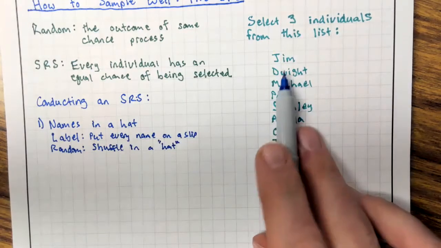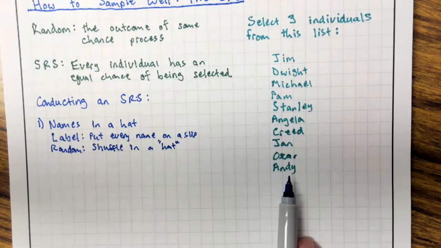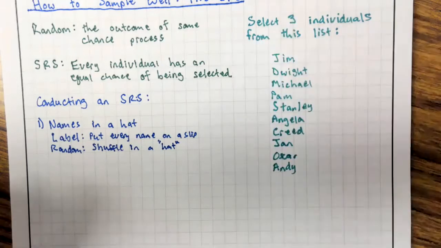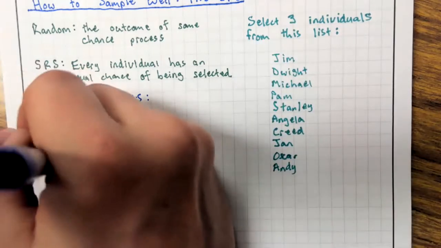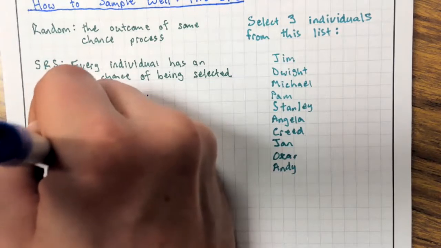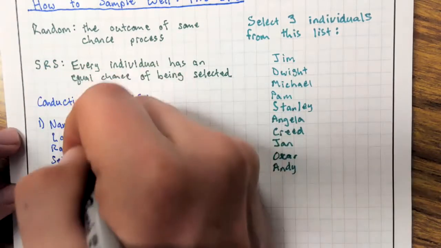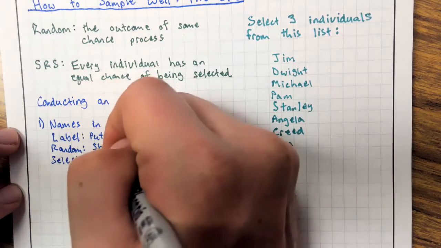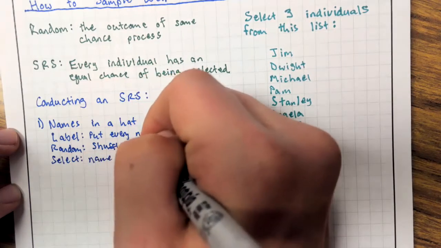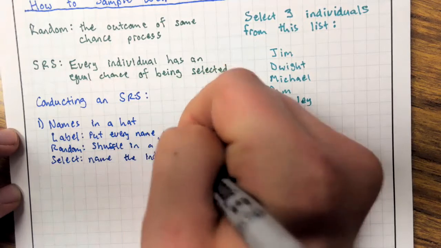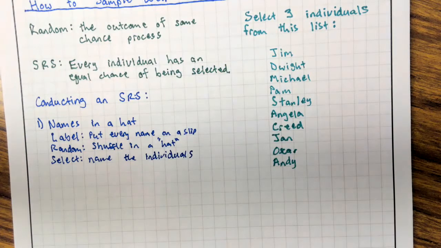So I'll just get all 10 of these names, put them on a slip of paper, maybe fold them up, throw them in a hat, and then just start shuffling them. And then the last thing you would do to complete this is select, or essentially name the individual selected. And that's all there is to it. You actually get credit for this on the AP Stats exam. If a question asks you to conduct an SRS or randomly assign people to a group, you can absolutely choose that method. Just put names into a hat, shuffle them up, and then select.